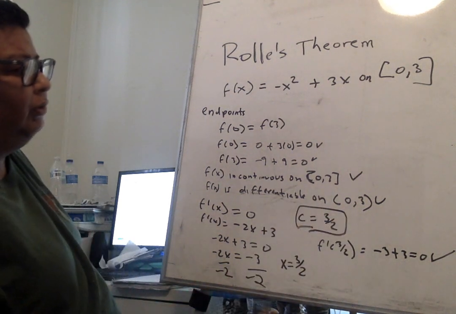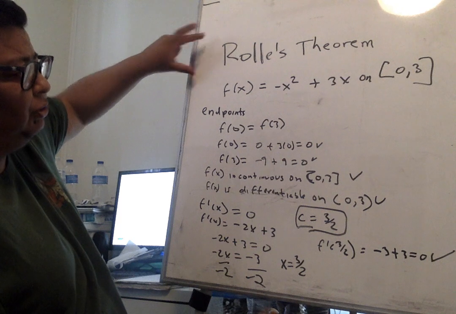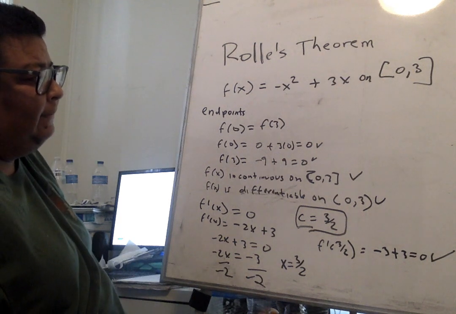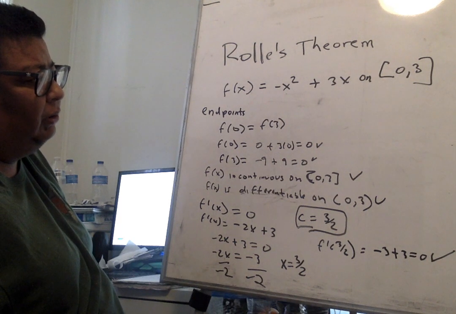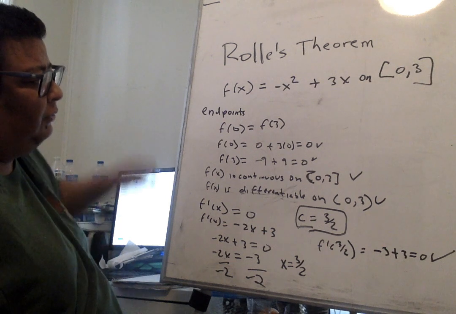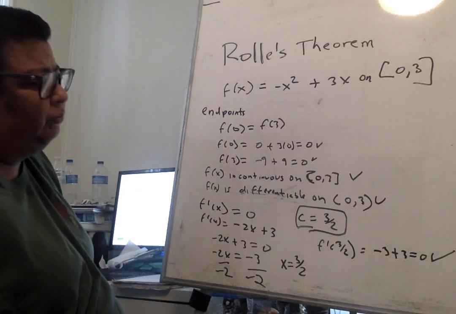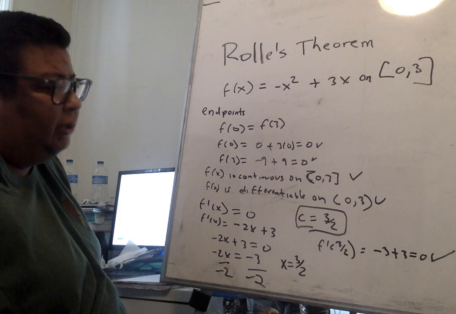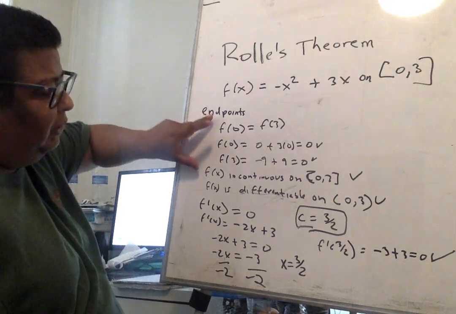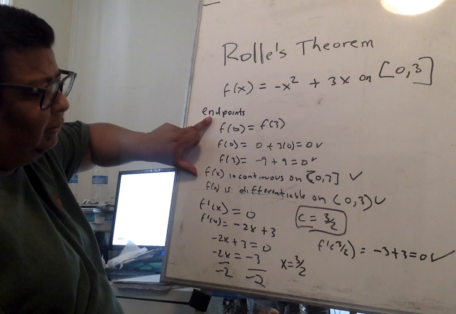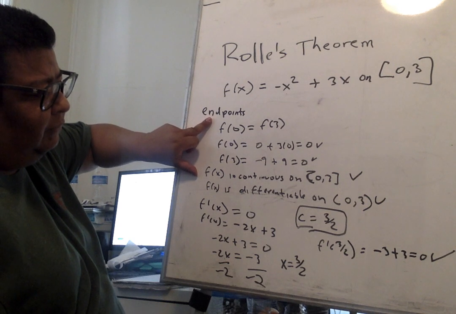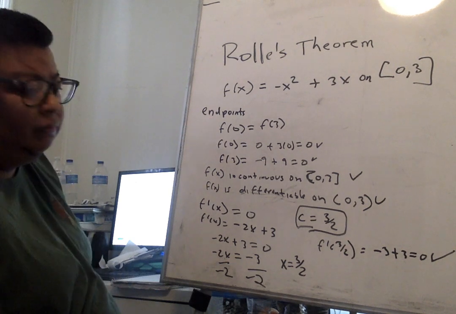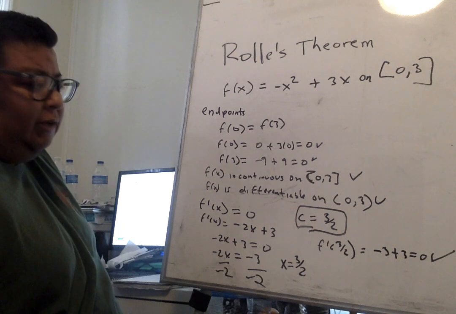That's our critical point. So that's how we apply Rolle's theorem to find a critical point where the derivative of the function is equal to 0. Rolle's theorem basically asserts that we're going to get such a point if we meet these three different criteria.